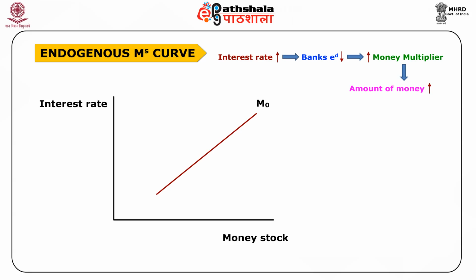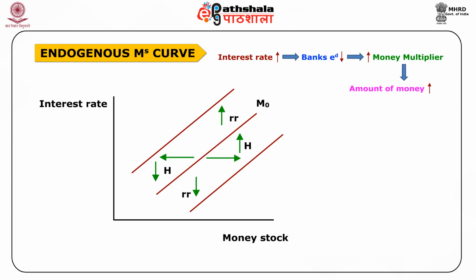Changes in the required reserve ratio RR or the monetary base H will shift the endogenous money supply curves in the same direction as was the case with the exogenous money supply curve. An increase in RR or a decrease in H shifts the money supply curve to the left, resulting in a lower stock of money at each interest rate.